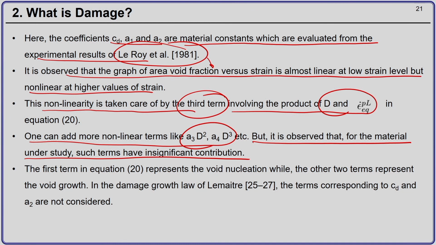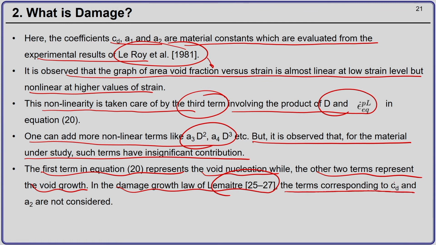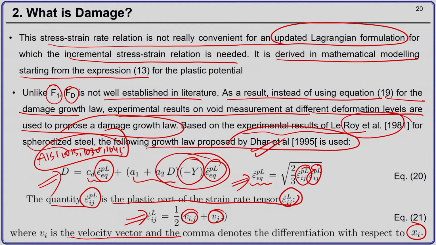Now, in equation 20, the first term represents the void nucleation, while the other two terms represent the void growth. In the damage growth law proposed by Lemaitre, the terms corresponding to Cd and A2 you will not find. There you will only have A1 times minus Y into epsilon dot plastic.